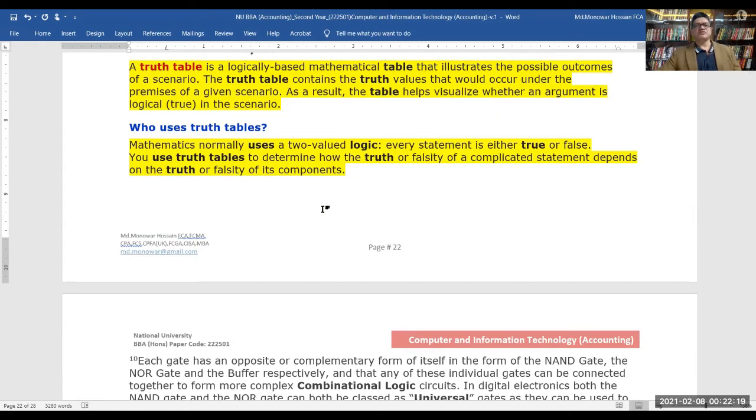Mathematics normally uses a two-valued logic. Every statement is either true or false. We use truth tables to determine how the truth of a complicated statement depends on the truth of its components.